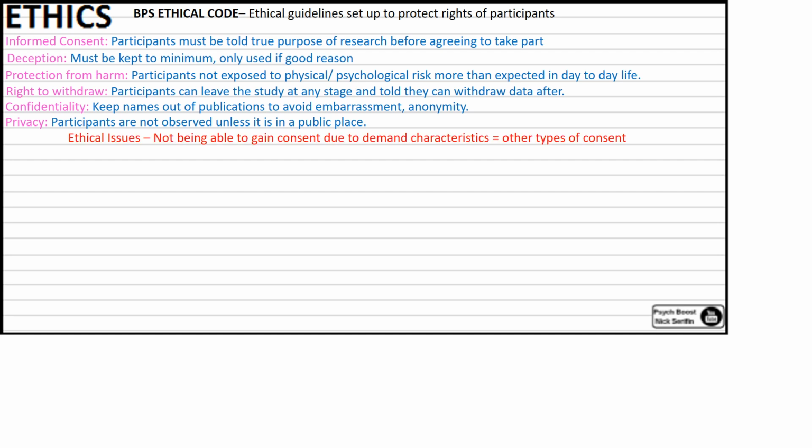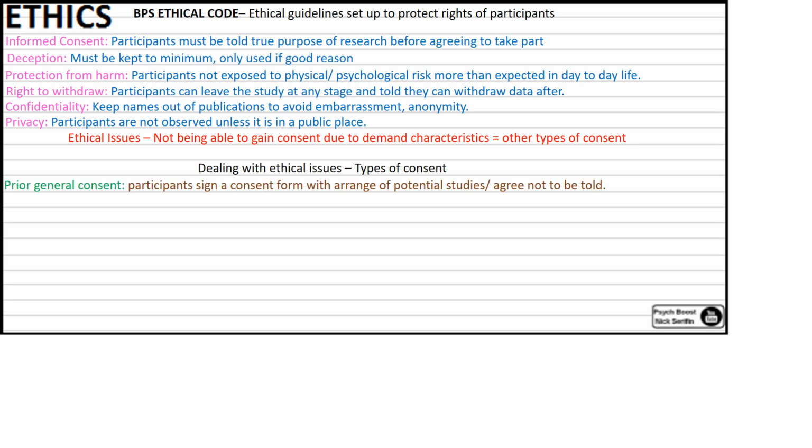Okay, so these are all ethical issues. These are all things that we need to consider. And quite often, as I said before, we can't really gain consent or some of the others because of the risk of demand characteristics. So we have to try and think of ways to get other forms of consent. And we're going to run through some solutions now.